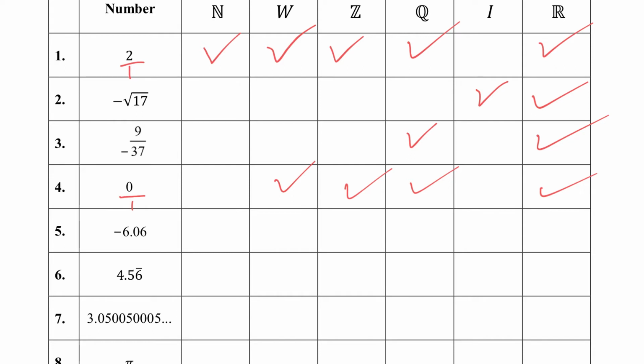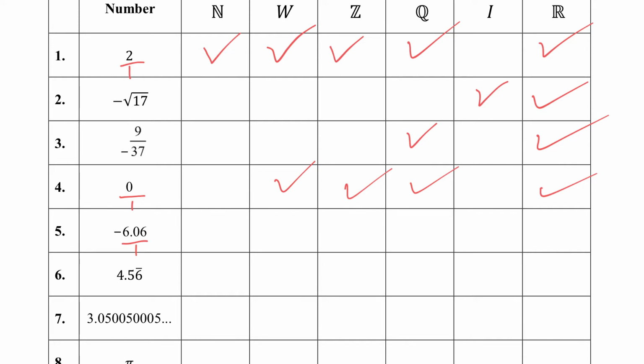Now negative 6.06, well, you could put it over 1 to make it a rational number, but to be a rational number, you have to be an integer over an integer, and the number here is not an integer.